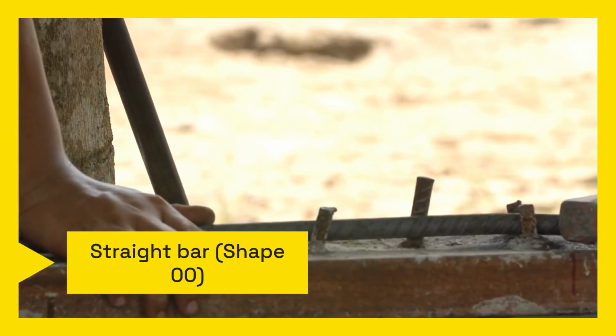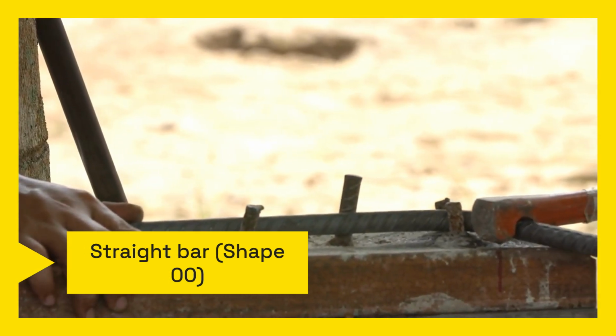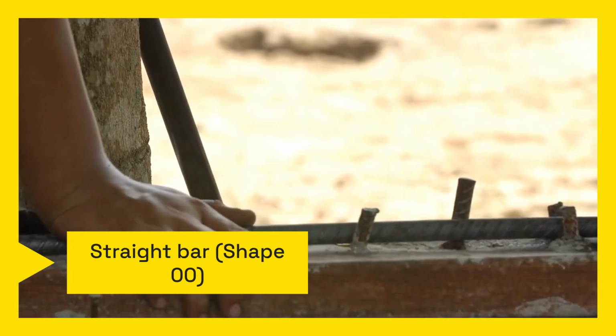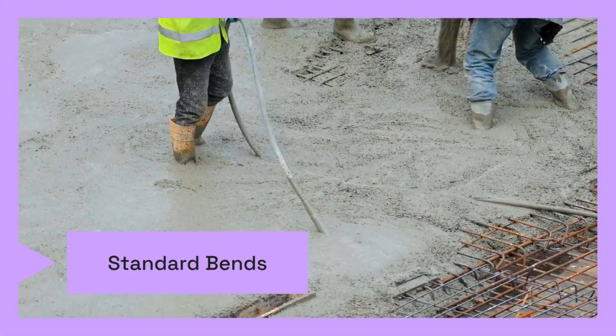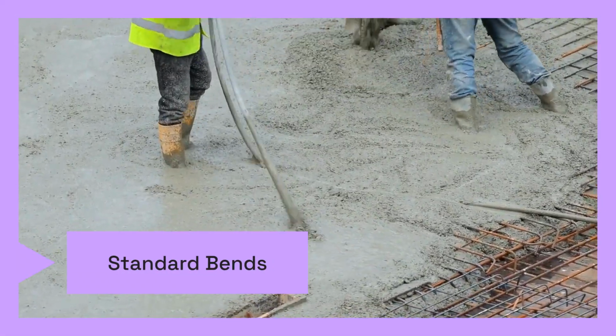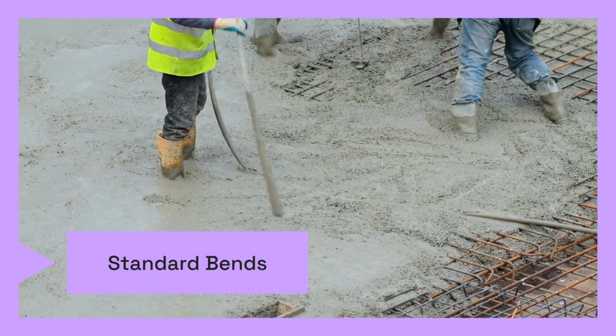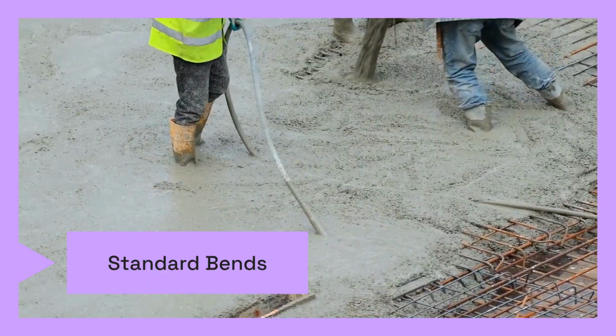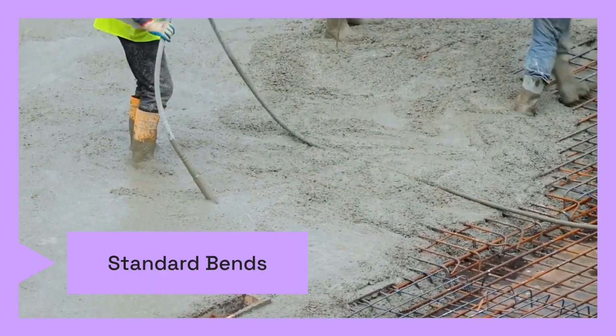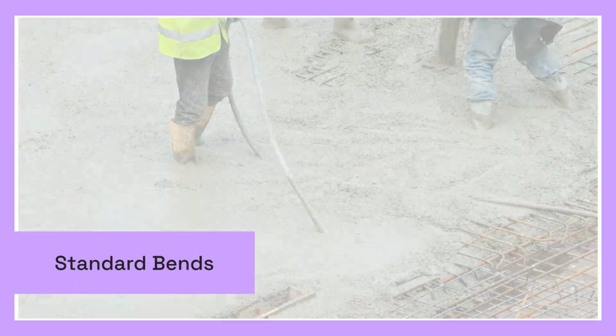The simplest shape is the straight bar, designated as shape 00. It requires only a cutting length dimension. Shapes like T1 and T2 are used for standard bends, typically found at the ends of beams or slabs to provide anchorage. These shapes require specific dimensions for both the straight and bent sections.